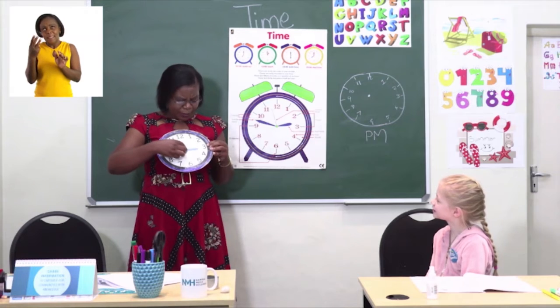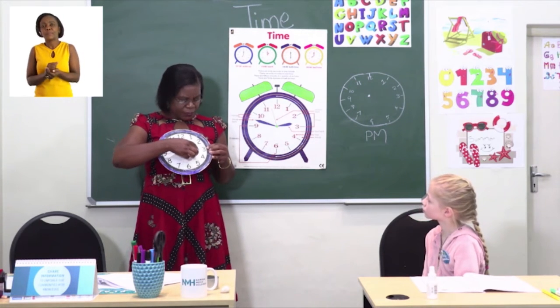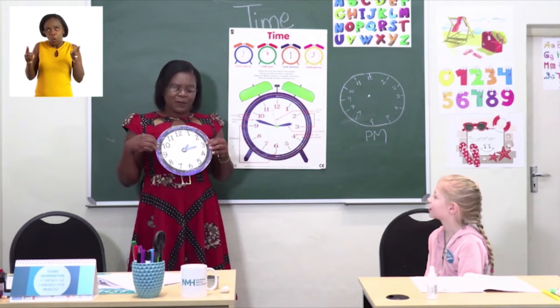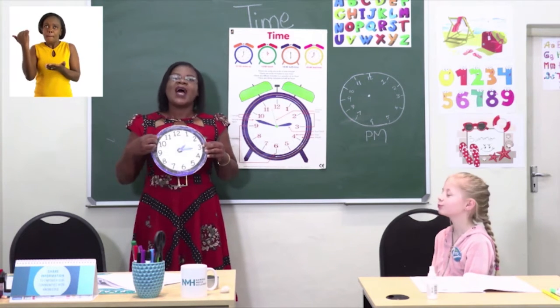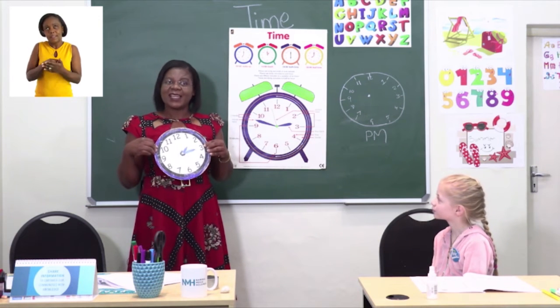Now I'm bringing it closer. Maybe it is on the 2 and then the long one is on the 3. We say quarter past 2. Thank you very much. Now let's try quarter to.